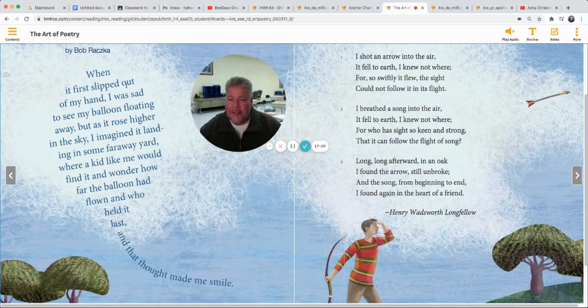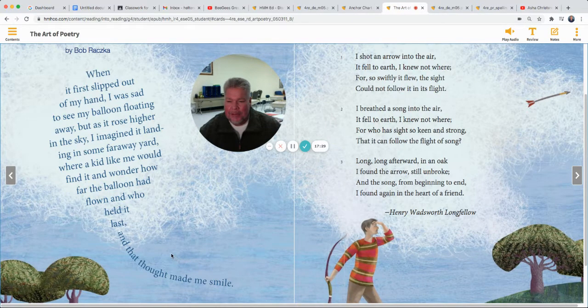When it first slipped out of my hand, I was sad to see my balloon floating away. But as it rose higher in the sky, I imagined it landing in some faraway yard where a kid like me would find it and wonder how far the balloon had flown and who held it last. And that thought made me smile.